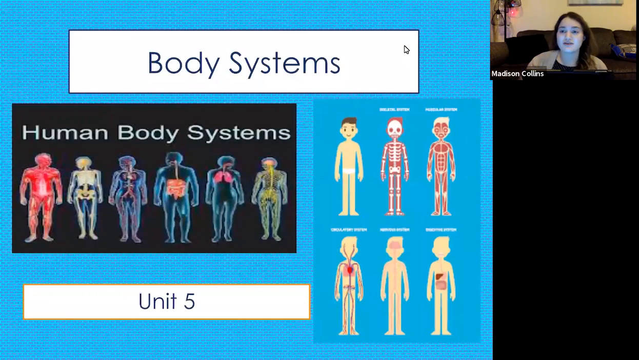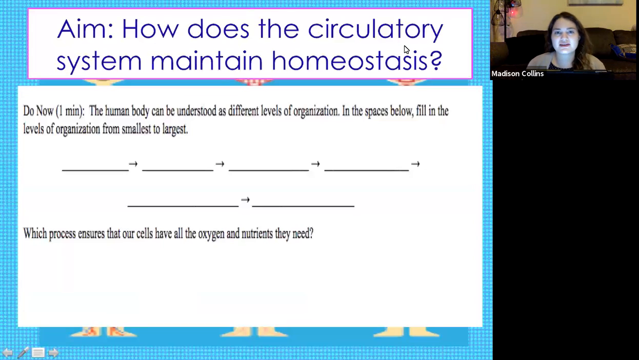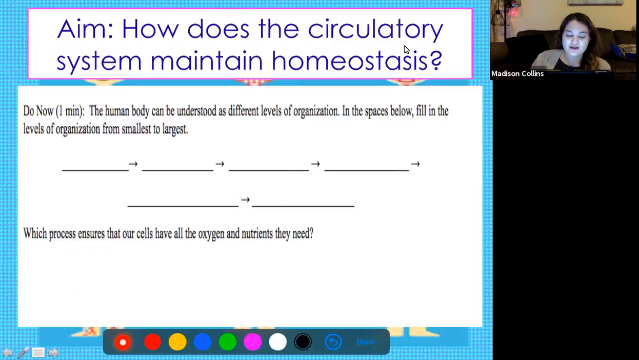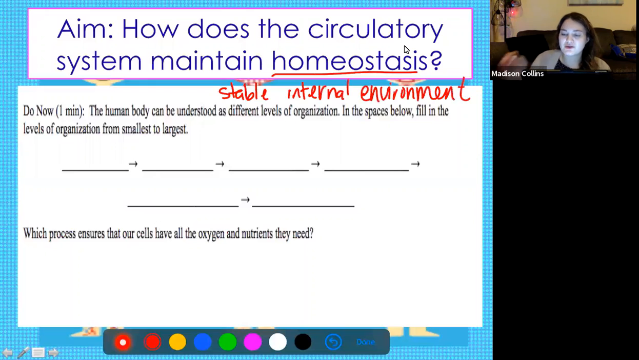So that leads us to our very first aim, which is going to be how does the circulatory system maintain homeostasis? Well, I told you this word wasn't going anywhere, and I was not exaggerating. So make sure we remember that homeostasis means a stable internal environment. All right, and today we're going to be figuring out what is the circulatory system, what does it do, and how does it work to maintain homeostasis?